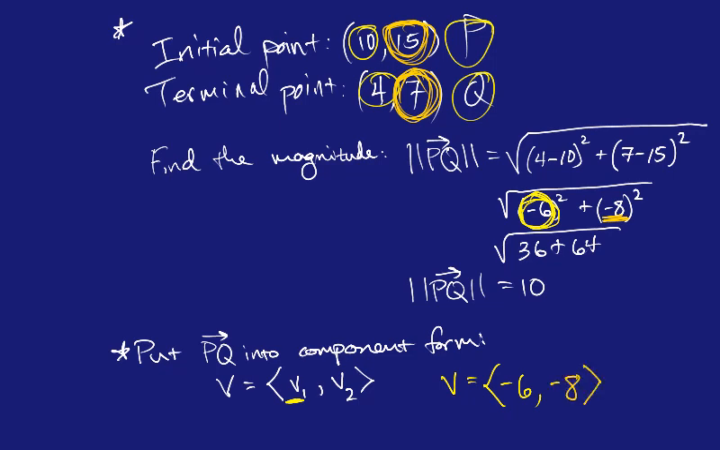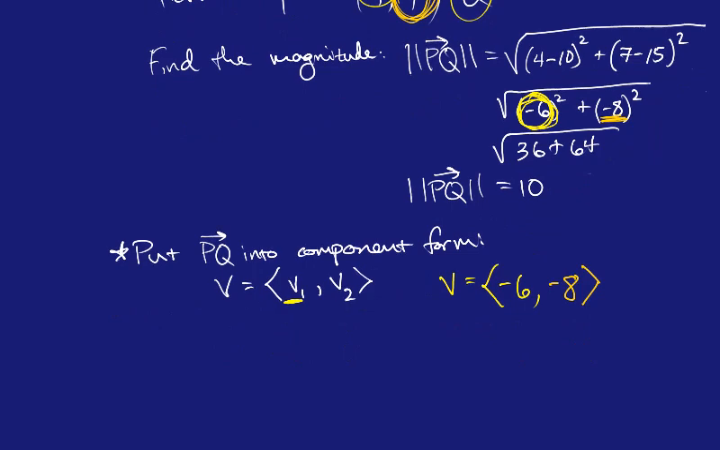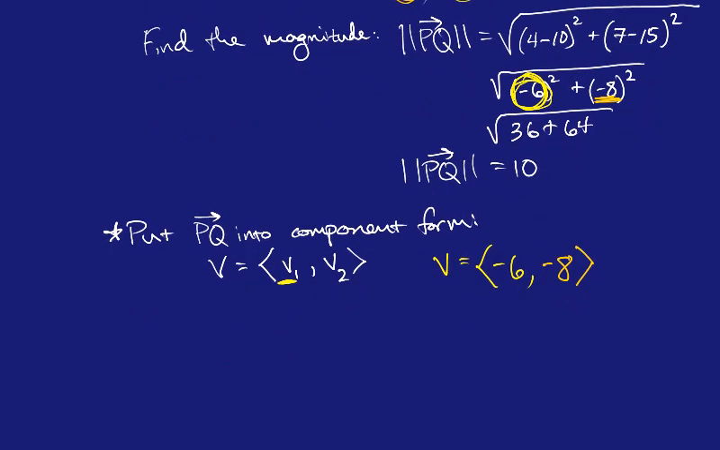Now why is this important? So this component form is the same vector as the one up above. It's just now not going to start at 10, 15 and end at 4, 7. Whenever it's in component form, it's always going to start at 0, 0, and then it's going to go however it says. So it's going to go left 6, 1, 2, 3, 4, 5, 6, and then down 8. So 1, 2, 3, 4, 5, 6, 7, 8. There it is. So now it'll go to about right there, and we could draw our arrow.